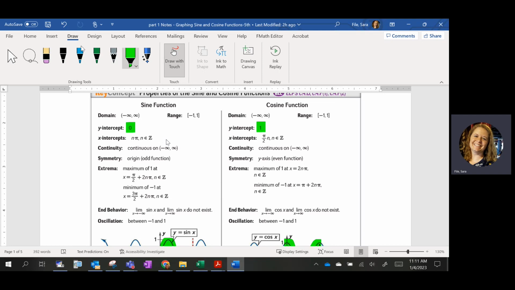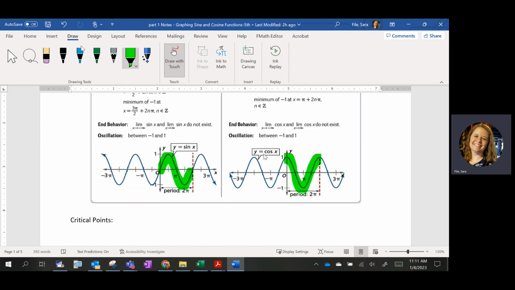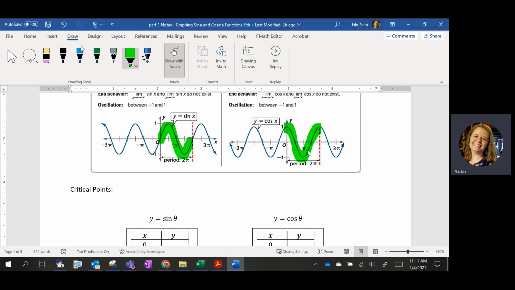Y'all really don't need to know all of the rest of these details. Don't worry about this notation. That's a special notation that we're not going to be using. But you do need to know the domain and range. You need to know the intercepts, and you've got to be able to distinguish between these two pieces, starting in the middle, going to the maximum, back through the middle to the minimum, and back to the middle. Okay, this is the sine curve. Okay, and cosine goes high, middle, low, middle, high. So a high point to a high point, that's a cosine.